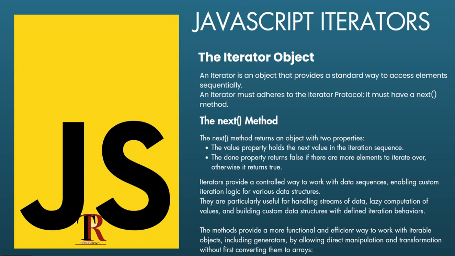So in the next lesson, we begin to examine each of these helper methods one after the other to see how they provide a more functional and efficient way to work with iterable objects, including generators, and how they allow direct manipulation and transformation without first converting whatever you are working on into an array.